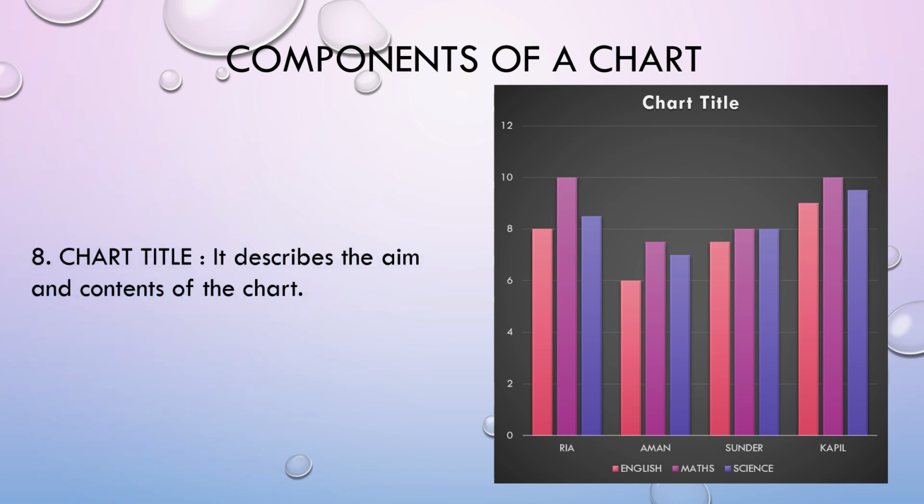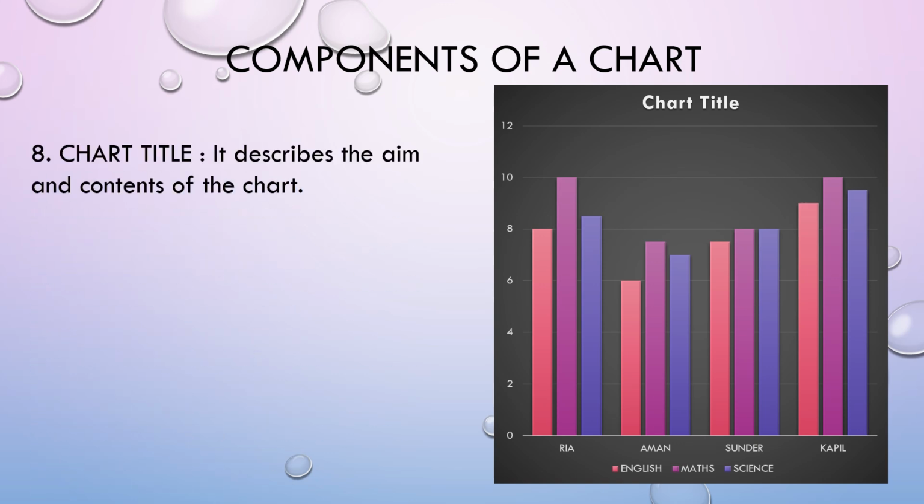Okay, so moving on to the next component of the chart. What is it? It's the chart title. What does a chart title do? It describes the aim and contents of a chart. So when we give a chart title to the particular chart, the user will easily understand what the chart is about. Like for this example which is here, we can give the chart title as weekly test marks. So when the user sees this chart and the heading given to this chart, he will be able to understand that the entire data of this chart belongs to the weekly test which was conducted.